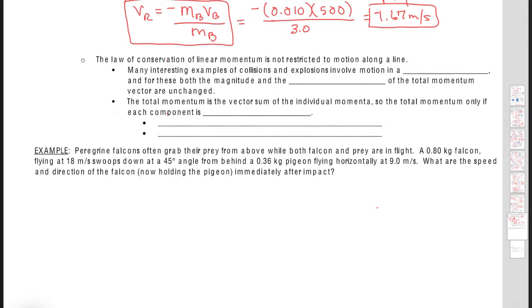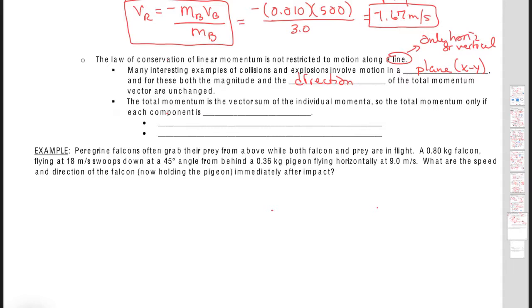Okay, so the law of conservation of momentum is not restricted to just motion along a line, right? When we talk about a line, we mean only horizontal or only vertical. Many interesting examples of collisions and explosions involve motion in a plane, which we call the XY plane. For these, both the magnitude and the direction of the total momentum vector will be unchanged. Total momentum again is a vector sum of the individual momenta.